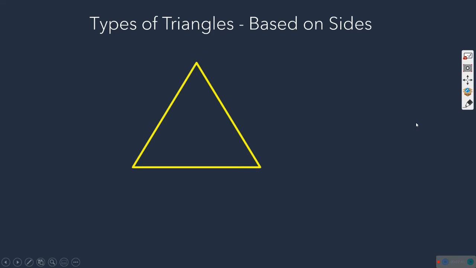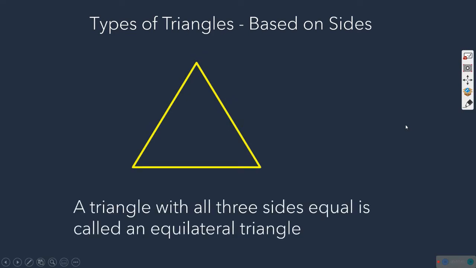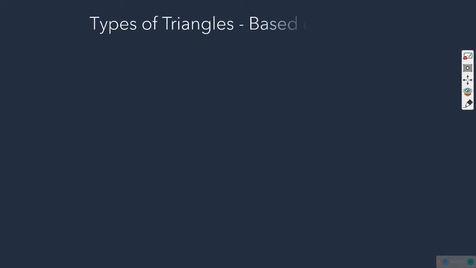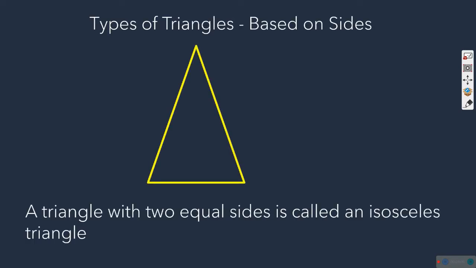For example, a triangle having all three sides equal is named an equilateral triangle. Equi means equal. Lateral means sides. All three sides equal. Then the next one is the type of triangle where two sides are equal. We have named such triangles isosceles triangles. Iso means same. Isosceles means having the same sides. Iso, similar.